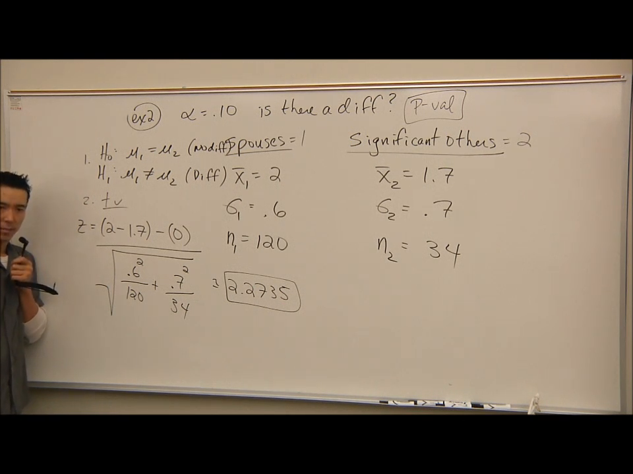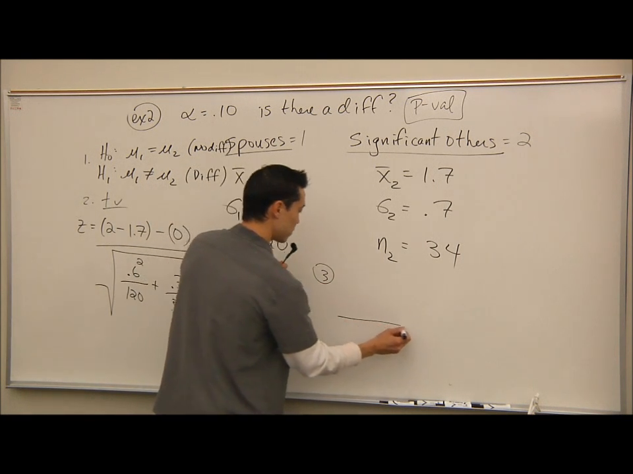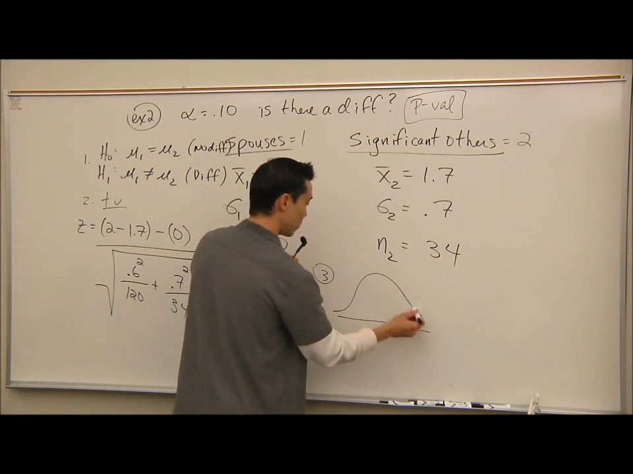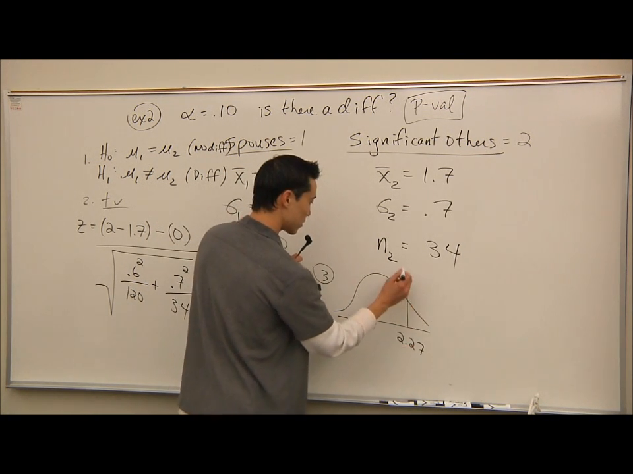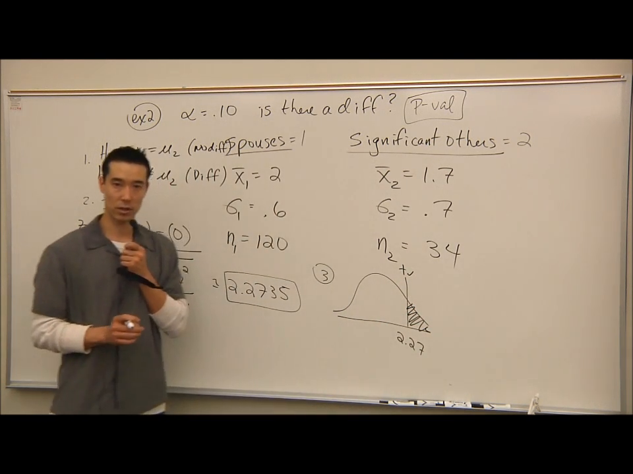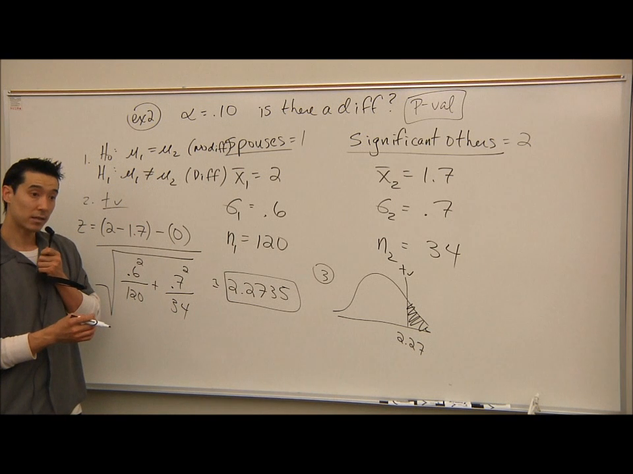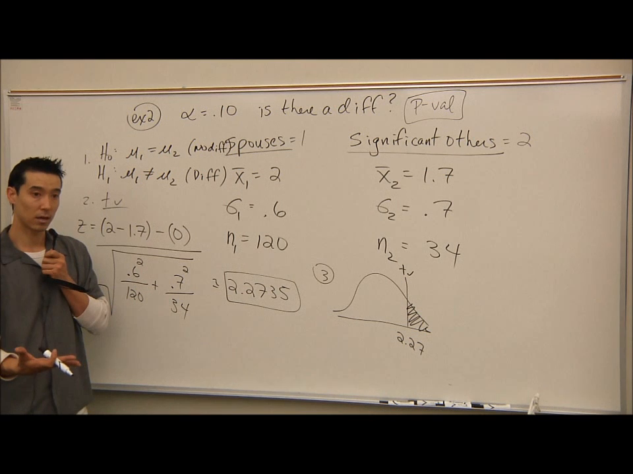Then, what is the next step in a p-value problem? Find the p-value, right? So I draw this picture. I have the z distribution, and I just put down wherever my test value is. My test value happens to be approximately 2.27. That's on the right side of the z picture. Because it's on the right side, I want the area to the right, and that's going to be what I need to look up.